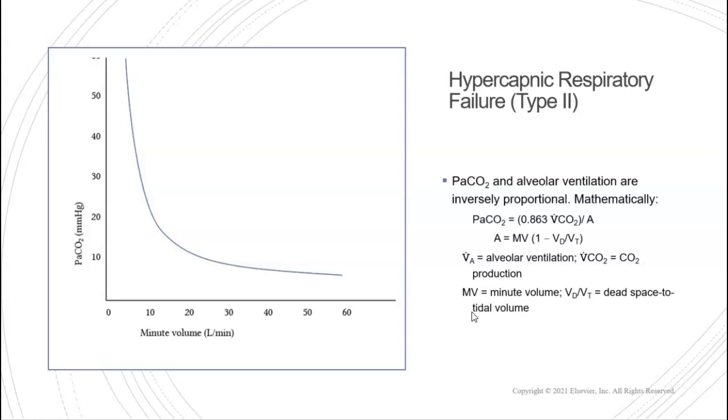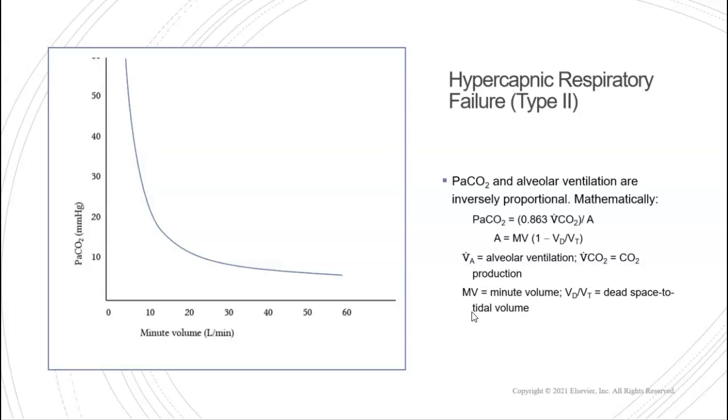This figure from your book, or one similar to it, shows the relationship between CO2 and alveolar ventilation. These are inversely proportional, meaning as alveolar ventilation goes up, CO2 goes down. Which makes sense, right? If I breathe deeper and faster, I'm going to eliminate more CO2 from my body, so that PaCO2 value will go down. Don't worry ever about the math of this. I will never, ever, ever expect you to know this.